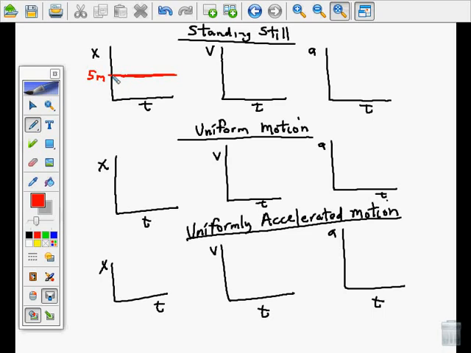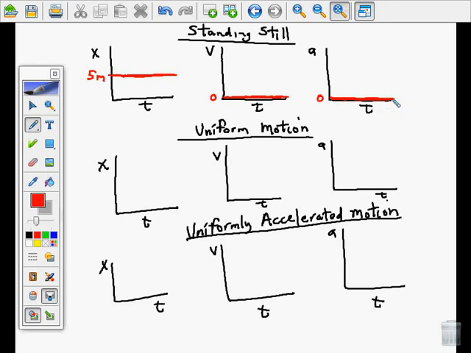Okay. Now, of course, if they're standing still, their velocity is 0 the whole time. And acceleration is the change in velocity over time. And since their velocity is not changing, their acceleration is going to be 0.